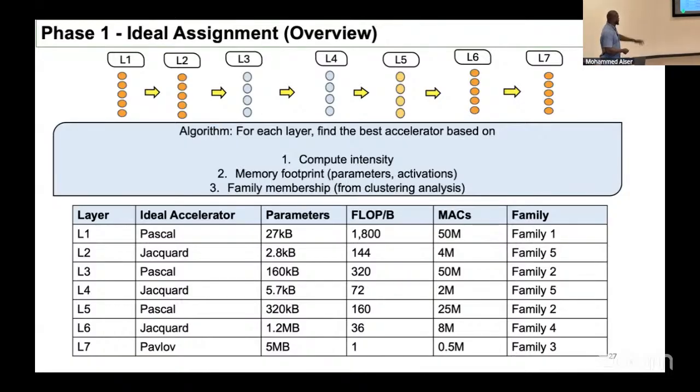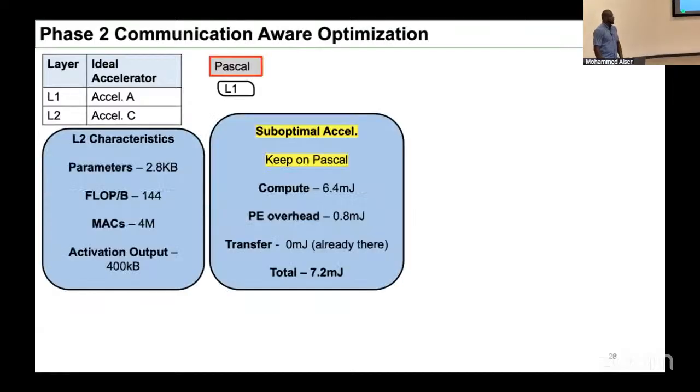But yes, so you see that the accelerators are constantly switching. So in this case, for 7 layers, you have 6 switches. So it goes from Pascal to Jacquard, then to Pascal to Jacquard. So the cost of communication between these different accelerators is a very huge overhead. And so let's see how.